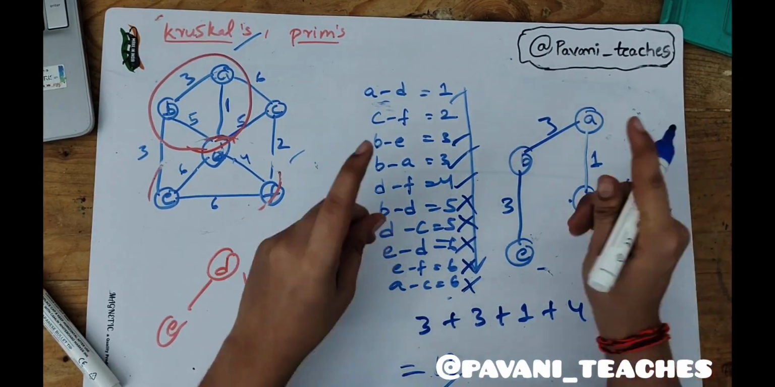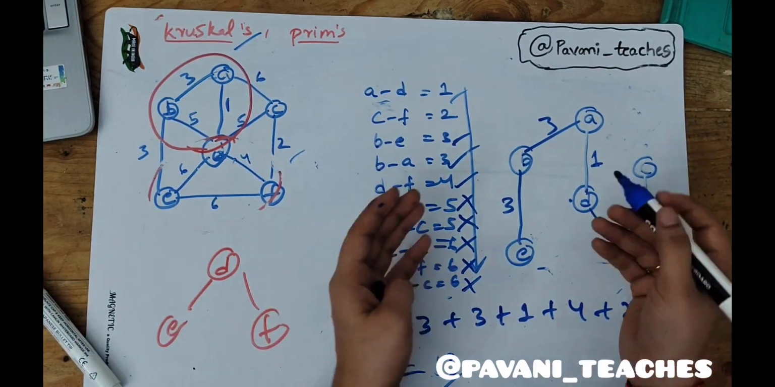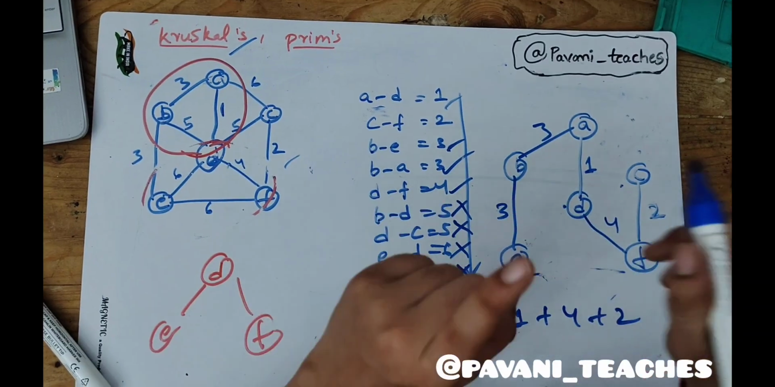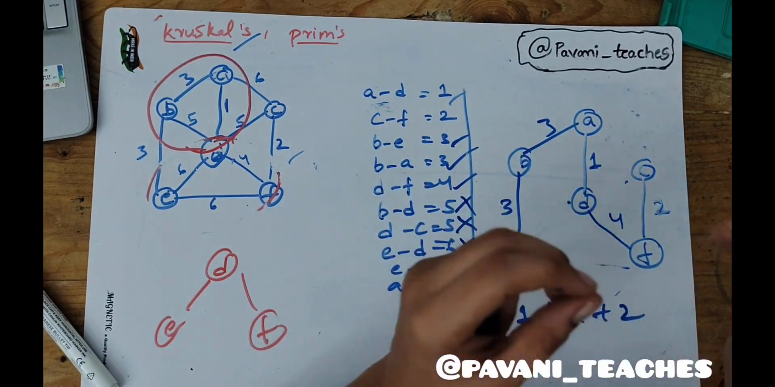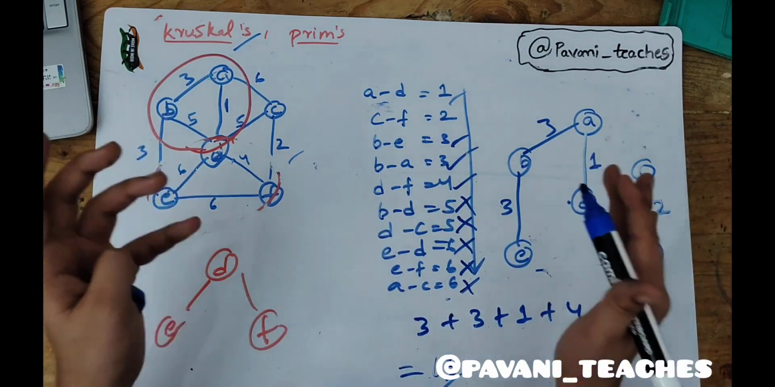It is very simple. Just first write all the edges in ascending order of weights, then connect the edges without forming a cycle. You will get a spanning tree, and just calculate the sum of all the edges which are there in the spanning tree. Okay, this is how Kruskal's algorithm works.